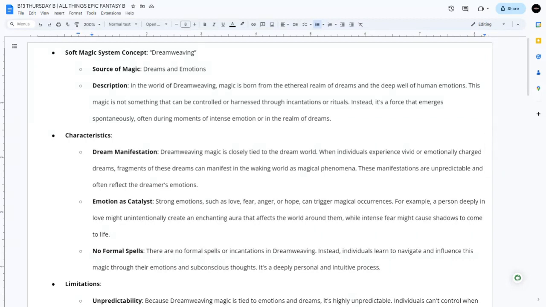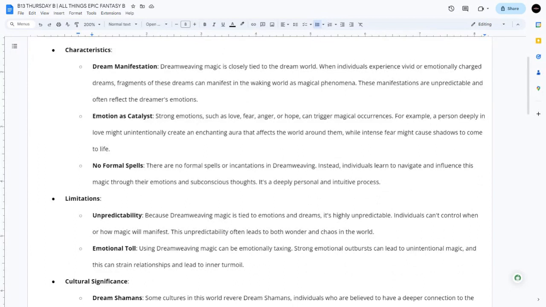read. So you want to establish the source of magic. Ultimately, in a soft magic system, the source of magic is often mysterious, right? So let's look at it. Soft magic system concept. This is known as dream weaving. The description. In the world of dream weaving, magic is born from the ethereal realm of dreams and the deep well of human emotions. This magic is not something that can be controlled or harnessed through incantations or rituals. Instead, it's a force that emerges spontaneously, often during moments of intense emotion or in the realm of dreams.